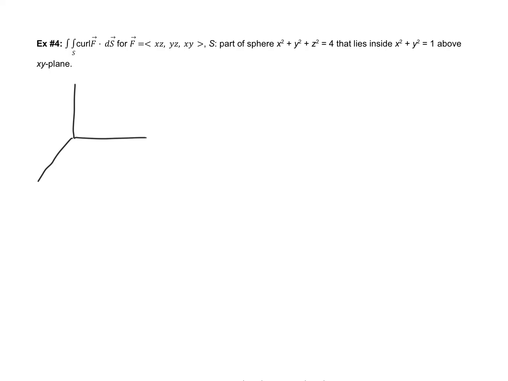Okay, so first thing we know is we have this sphere, x squared plus y squared plus z squared equals 4. So I'm just going to draw it two-dimensionally, but of course we know that it's also going to come this way.